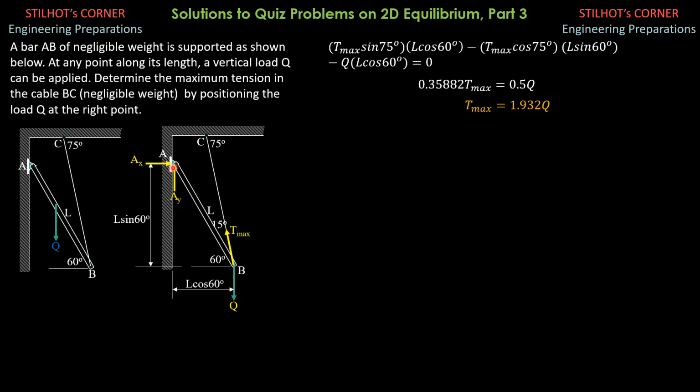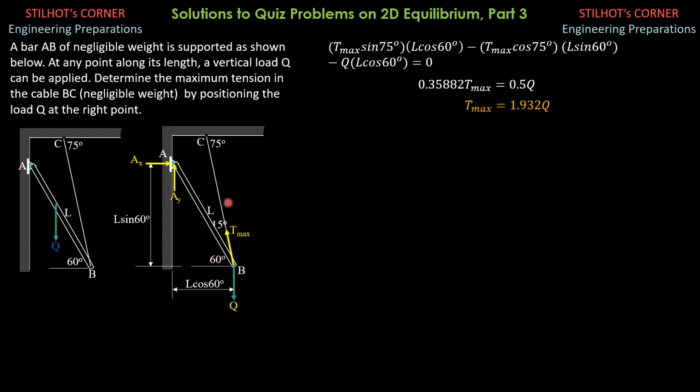We have Ax and Ay at A, unknown reaction components, but we plan to sum up moments about A. So the distance horizontally of point B from the wall is equal to L, because the length of bar AB is L times cosine of 60 degrees, or that is 0.5 L. While the vertical distance between A and B is L, the hypotenuse, times sine of 60 degrees.